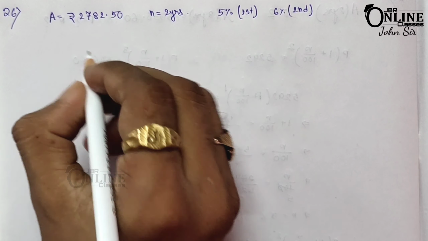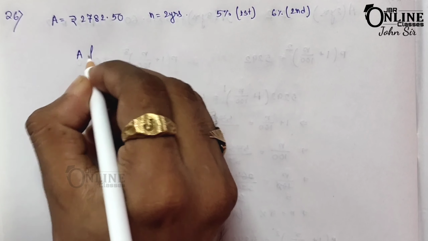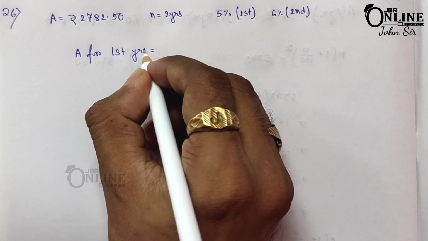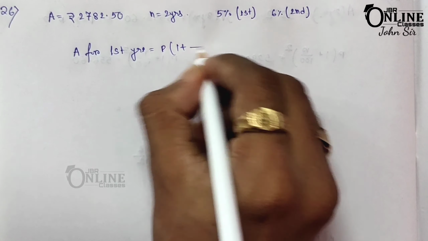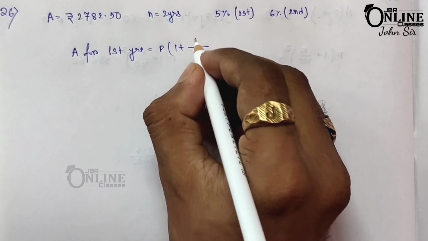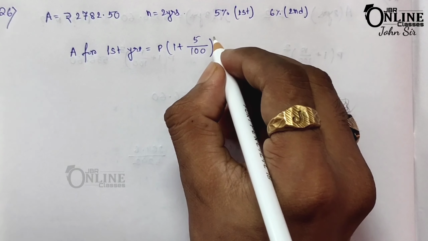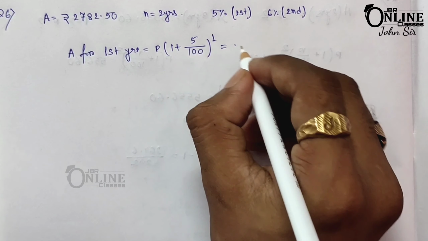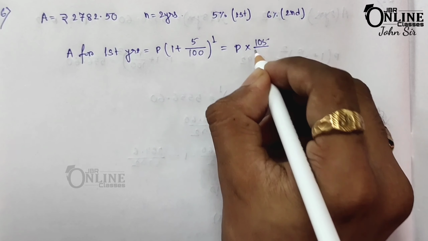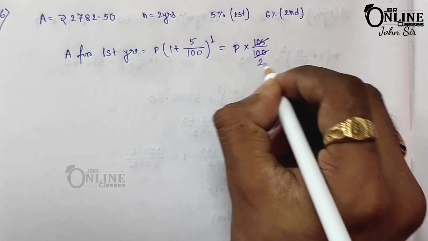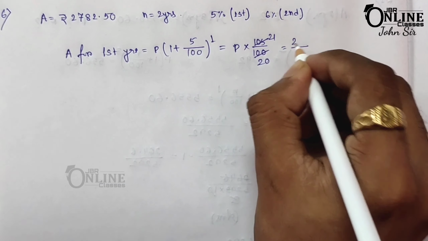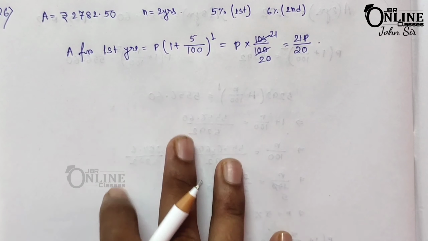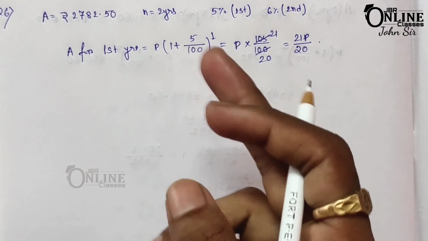If the principal be P, then the amount for first year equals P into (1 plus R, that is 5 by 100) whole to the power n, that is 1. It will be P into 105 by 100. So 20 and 21, that means 21P by 20. This is the amount for the first year. Now that will be the principal for the second year.